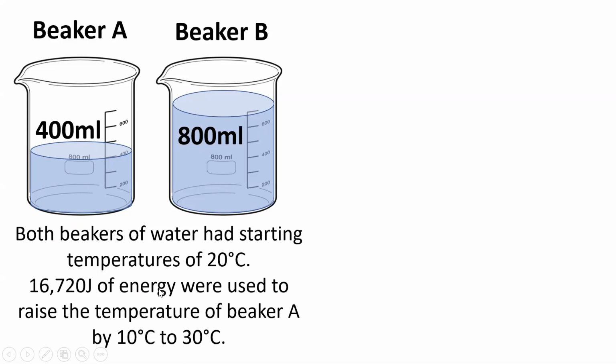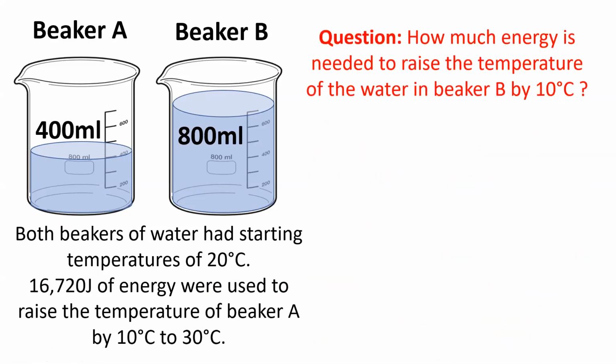16,720 joules of energy were used to raise the temperature of beaker A by 10 degrees C to 30 degrees C. So it was initially at 20. The temperature was increased by 10 degrees C to give 30 degrees C. And that required 16,720 joules of energy. Now, your question might be, how much energy is needed to raise the temperature of the water in beaker B by 10 degrees C?